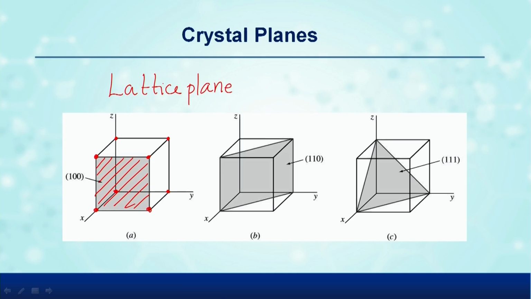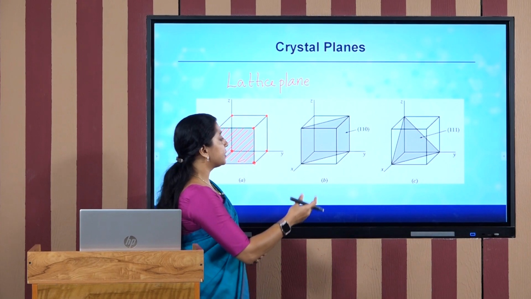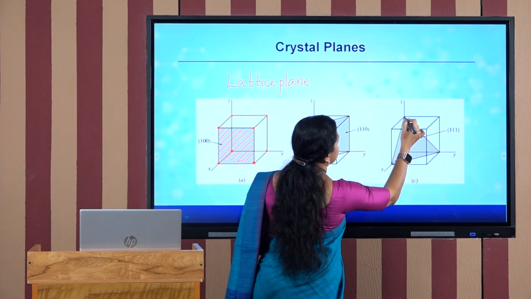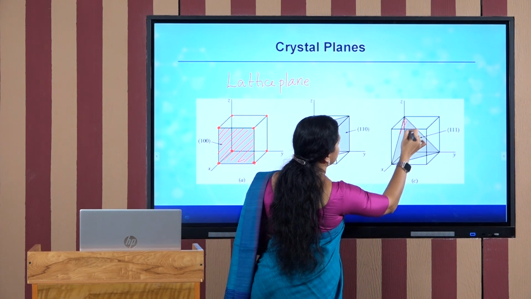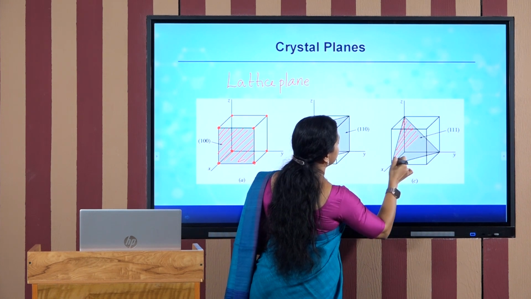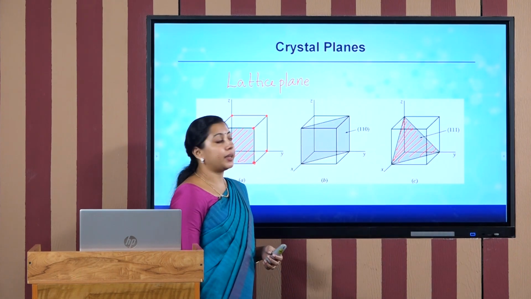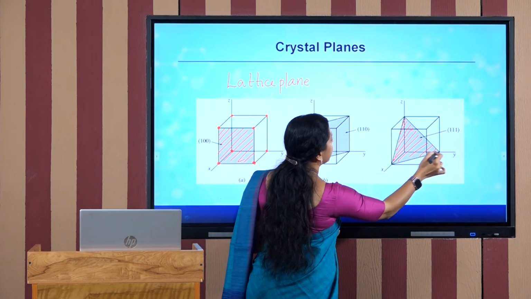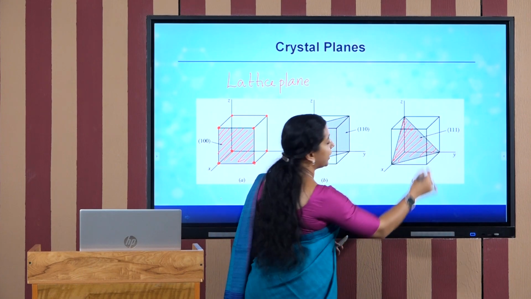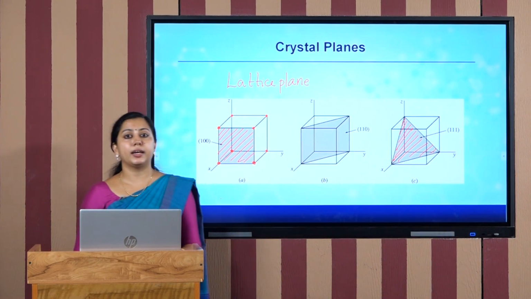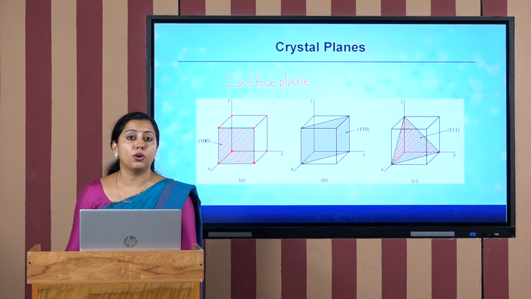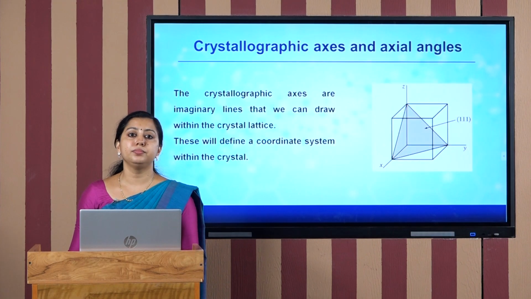Now, figure B and figure C also represent other kinds of crystal planes. In figure C, you can see that this shaded region represents a plane that cuts all the three crystallographic axes, that is x, y and z. Like that, we have different kinds of crystal planes.